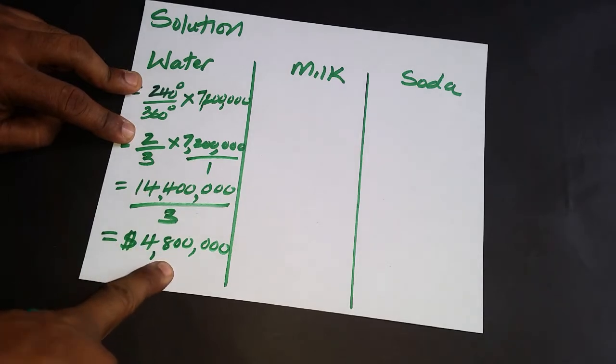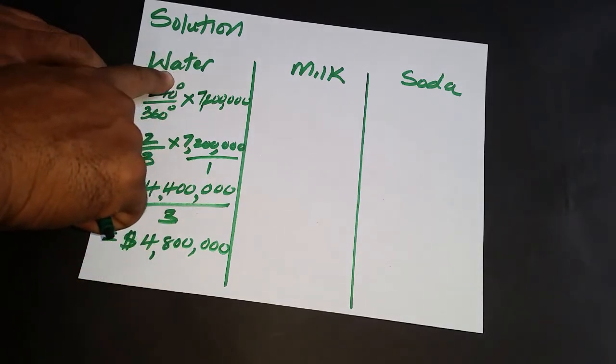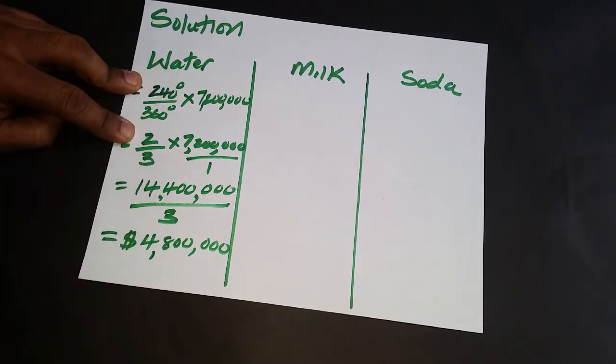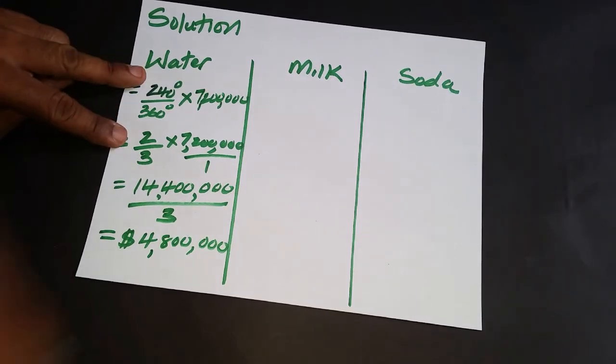So what does this represent? The amount of money generated from the sales of water, because of the sector being 240, the amount of money earned by water is 4,800,000. And for milk, the procedure is the same thing.